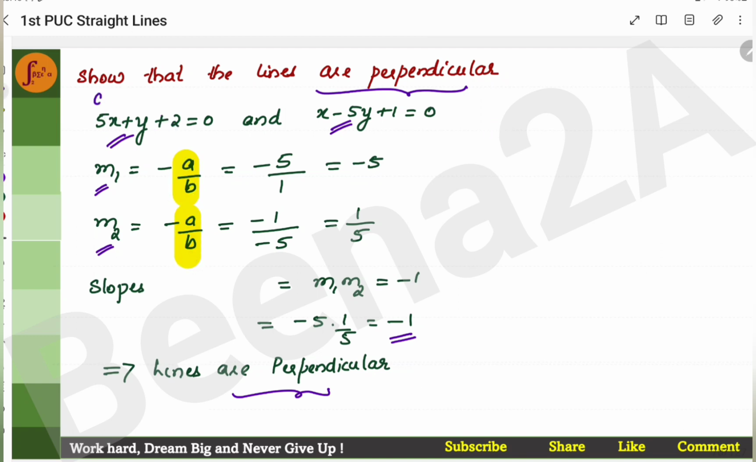A here is 5. B is the number next to y. There's nothing here, so you assume it's 1. And C is equal to only the number 2. So minus a by b is minus 5 by 1. Slope is minus 5. Now you take the slope of the second line.